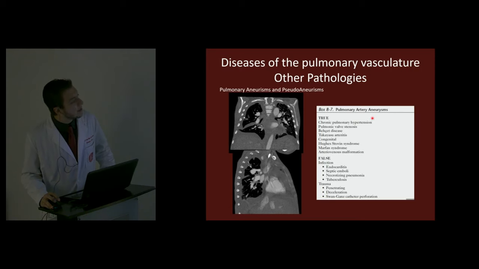There are different types of pathologies that can give us pulmonary artery aneurysms, and they can be true or false, as we know. And as you can see here, infection is one of the main causes of false aneurysms. This girl unfortunately died.